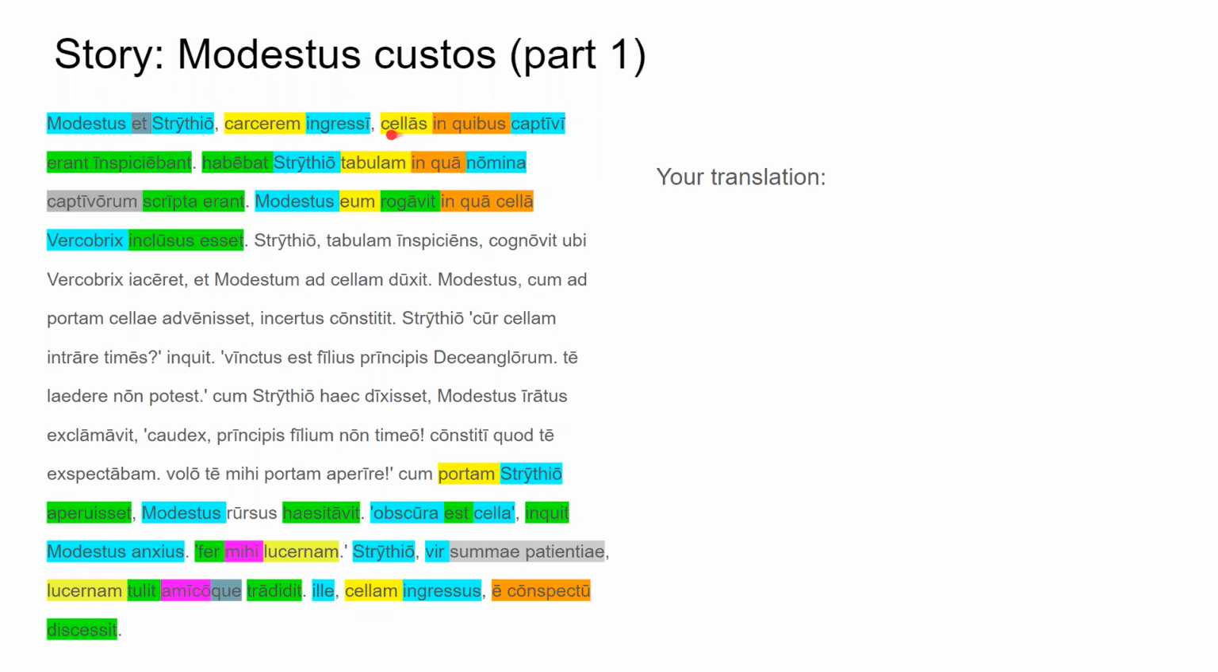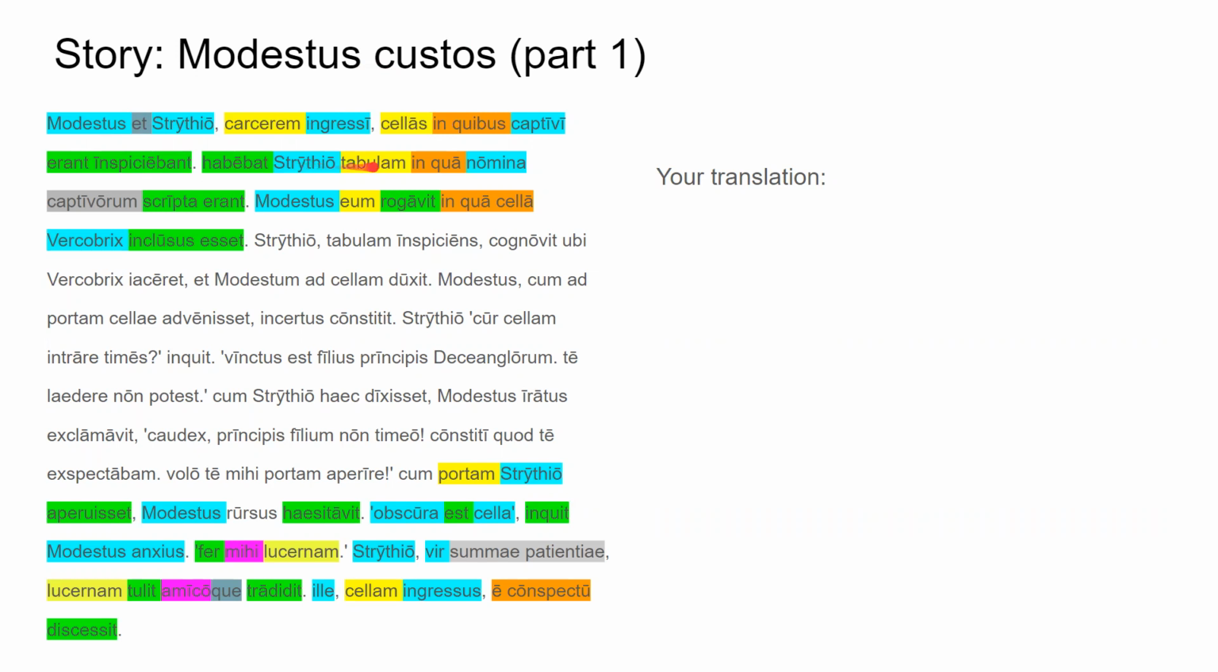The calas, the cells, and then we've got a relative clause that is describing those cells. So everything between in quibus and erant, the cells in which, so this is a locatival ablative, in which the captives were, or in which there were captives. Okay, the whole sentence is, Modestus and Stritio, having entered the prison, were inspecting the cells in which there were prisoners.